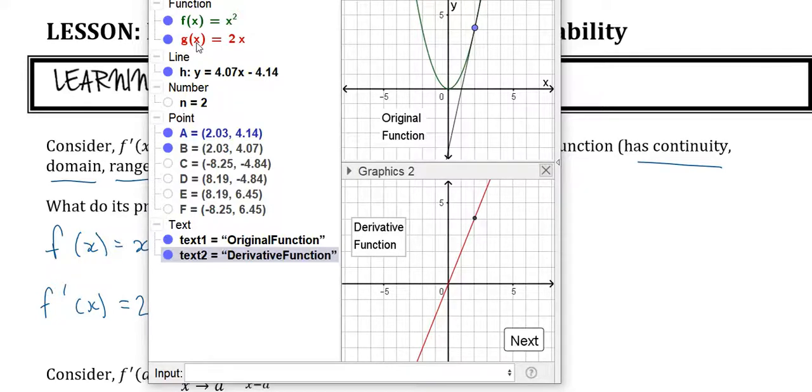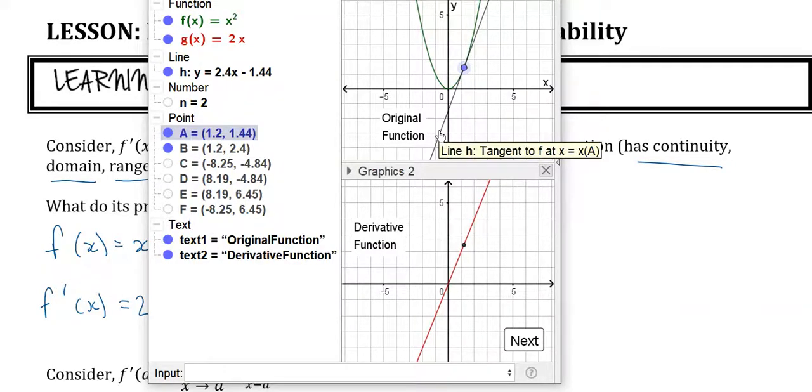So this is x squared, and the derivative of x squared turns out to be 2x. Notice that when we did it yesterday, the original function was quadratic and the derivative was linear, and this one's the same way. Turns out that's a common relationship. We'll talk about that at the end of this lesson, actually. Okay, and this is a point on the original graph. Watch what happens as I move the point. You can see that this line is a tangent to the original function at that point. This is what GeoGebra can do. Okay?